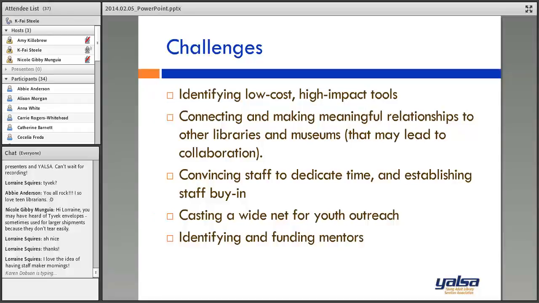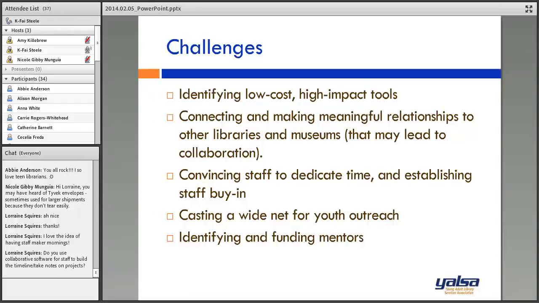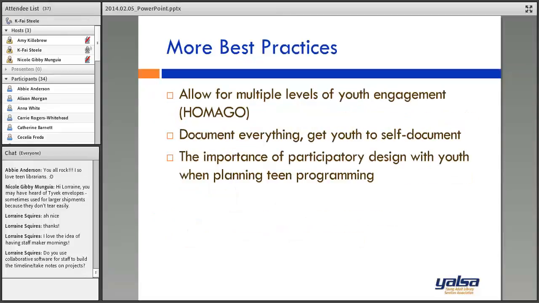Attracting youth, certainly that's been challenging. We're serving youth in North Philadelphia. It's not a very well-served community. We would love to reach more kids, and that's challenging. And also identifying and funding mentors. And I think we can talk about allowing for multiple levels of youth engagement, documenting everything, and designing programs alongside youth.